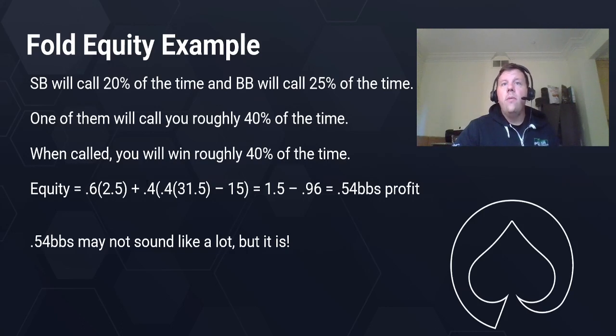40% of the time they call. So this adds up to 100. 40% of the time they call, and we win 40% of the time here, and that pot is 31.5. That's 15 from us, 15 from them, plus 1.5 of the blinds and antes. So we win that pot roughly 40% of the time, so 0.4 times 31.5, and then we minus 15 because the rest of the time we lose 15 big blinds. Times that all by 0.4, that comes out to we lose almost one big blind, 0.96 big blinds whenever they call. 1.5 minus 0.96, we are making 0.54 big blinds of profit.